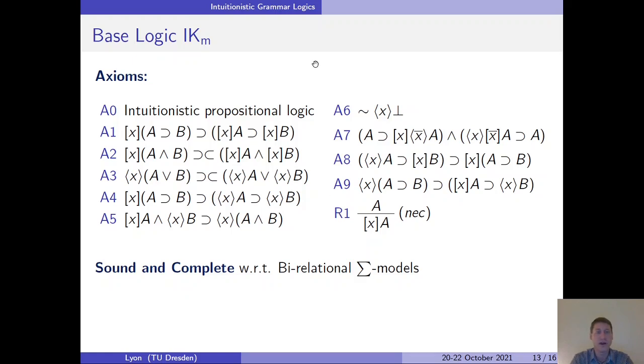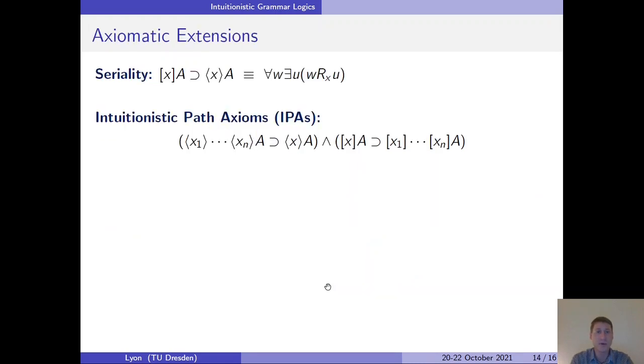And then what the paper does is show soundness and completeness of this axiomatization relative to birelational sigma models. In other words, the set of theorems generated by the axiomatization for IKM is equal to the set of validities determined on the basis of birelational sigma models. The paper also considers axiomatic extensions, so extensions of IKM with the so-called seriality axiom. If this is added to your axiomatization, then it becomes sound and complete relative to birelational sigma models where your modal relation for x is serial, meaning that for any point, there's always an x point in the future.